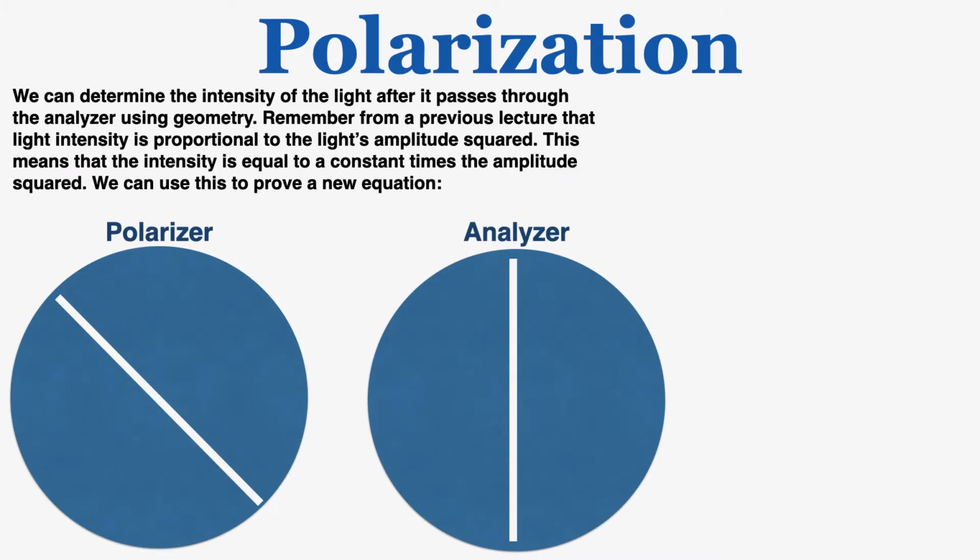We can determine the intensity of the light after it passes through the analyzer using geometry. Remember from a previous lecture that light intensity is proportional to the light's amplitude squared. This means that the intensity is equal to a constant times the amplitude squared. We can use this to prove a new equation. So I'm going to imagine that we have polarized light and it encounters the analyzer.